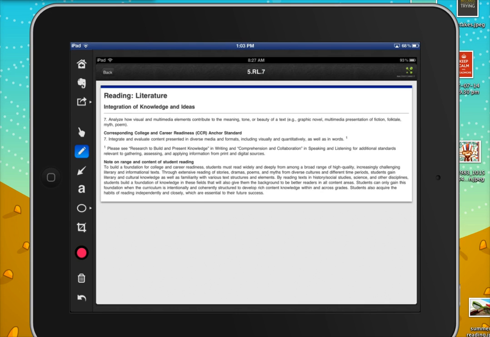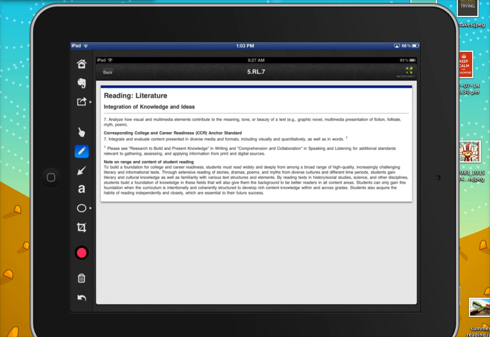Now, granted, there's no one right or wrong way to do this, but I want us to have a better understanding of what the standards are asking us to make sure our kids can do. The better we understand it, the better we can make them understand it. The more they understand it, the better they'll be able to meet or exceed our expectations. The first one I put out today is talking about analyzing how visual and multimedia elements contribute to the meaning of a story.